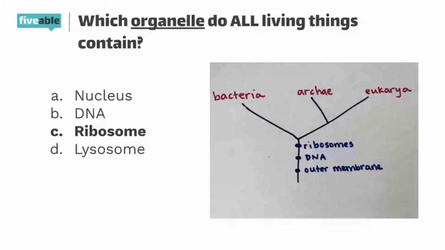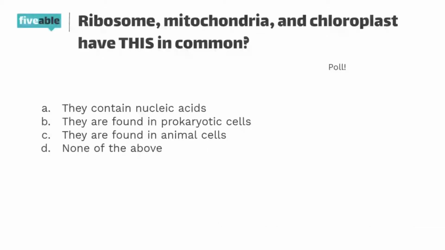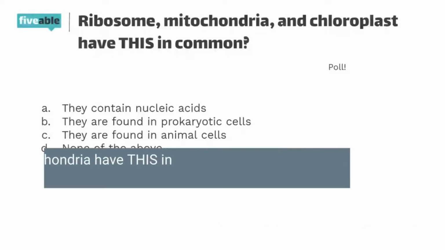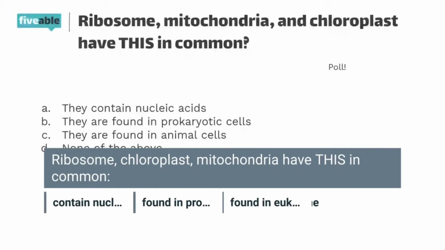All right, this one is also a poll. So let me pull it up. Show poll. All right, so the ribosome, chloroplast, and mitochondria all have something in common. I know my things are kind of cut off, but hopefully you can still read it. A, do they contain nucleic acids? B, they're found in prokaryotic cells. C, they're found in animal cells. Or E, none of the above.